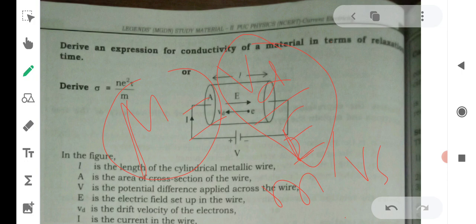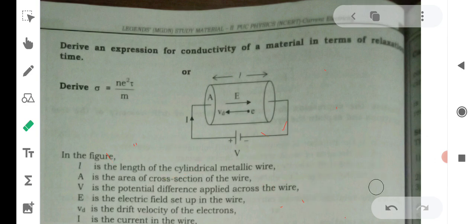Now one more term discussed in the previous class is relaxation time, denoted as tau. What is relaxation time? For example, this is the conductor. In this conductor free electrons are drifting. The number of free electrons will move in different directions.